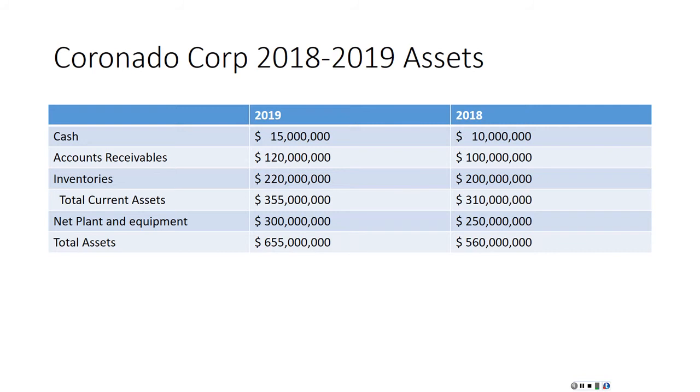Assets for 2018 and 2019 are given in the second slide, with cash growing from $10 million to $15 million, accounts receivable increasing from $100 million to $120 million, inventories increasing from $200 million to $220 million, meaning that total current assets increased by $45 million. Net plant and equipment increased by $50 million, so that total assets increased from $560 million to $655 million.